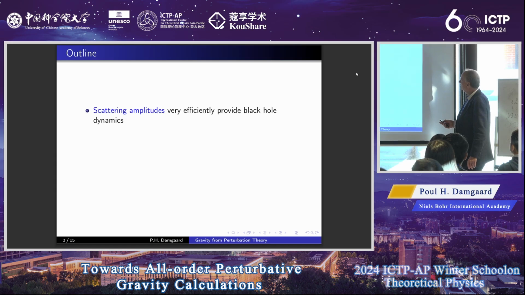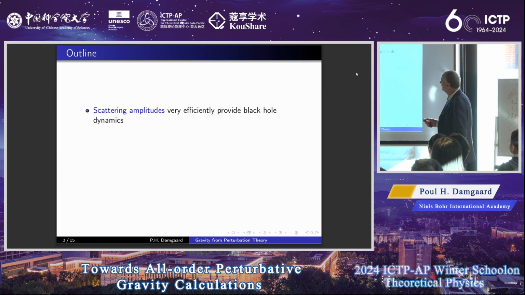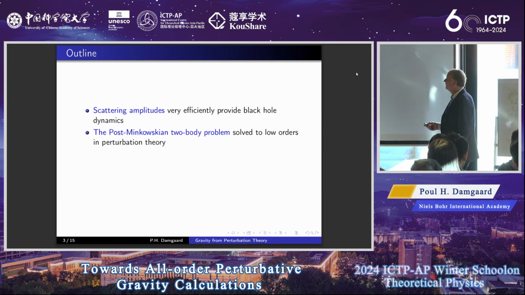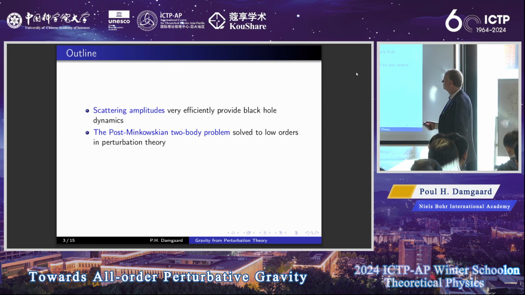So here's my outline of this second lecture. Indeed, like I said, scattering amplitudes, we've shown how to use them efficiently to calculate in general relativity. But maybe we can do better. We have seen that the post-Minkowski two-body problem can be solved. I showed up to order g to the 4, which is 4th order in perturbation theory. It gives exactly the right answer.